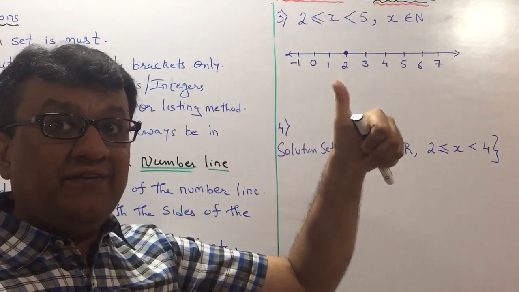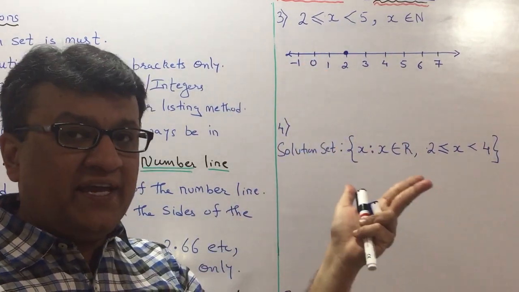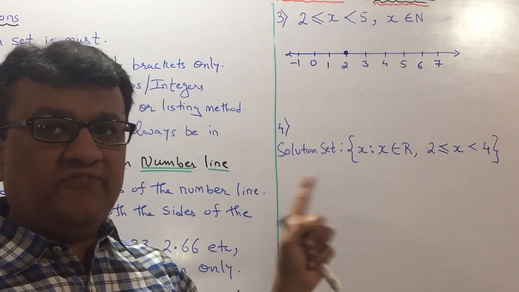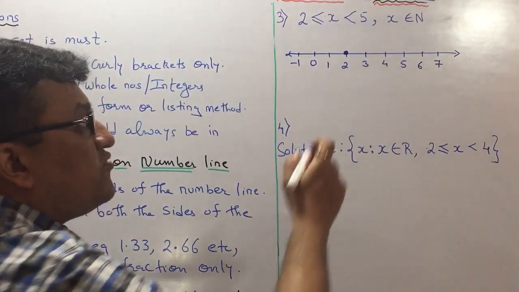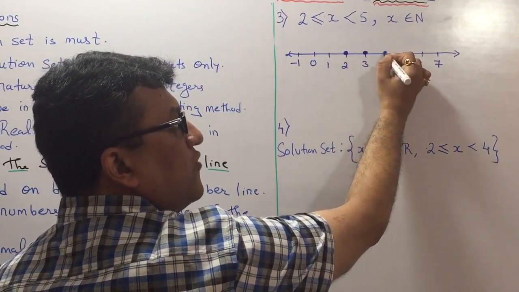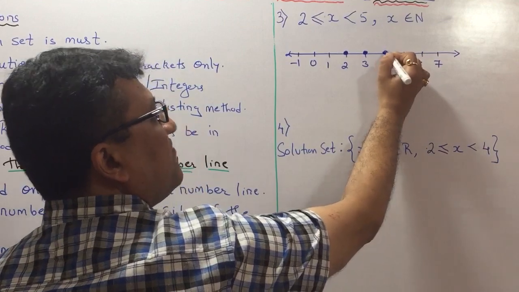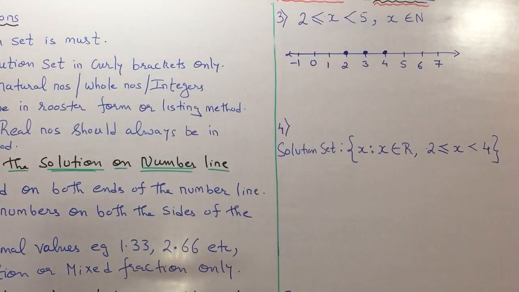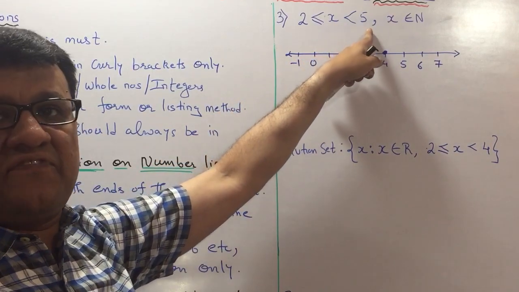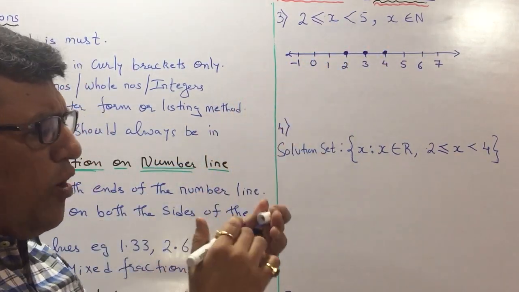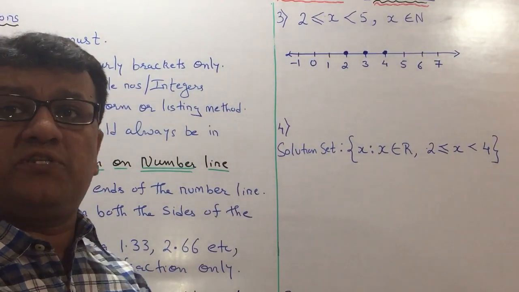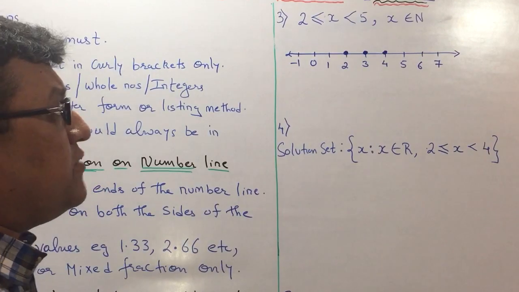So 2 will be there, 3 will be there, 4 will be there, but 5 won't be there. So we mark down 2, we say 3, we say 4, but we cannot say 5. Why? Because x is less than 5. Now I'll alter this slightly. We slightly alter the sum to create one more sum. I'm using a different marker only to make you understand.